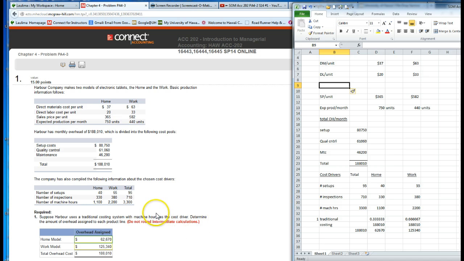The beginning part of the problem asks us to calculate overhead allocation between two different product lines, the home model and the work model, using traditional costing. And then after you work past the first couple of requirements, we get into ABC costing. So let's take a look at this.